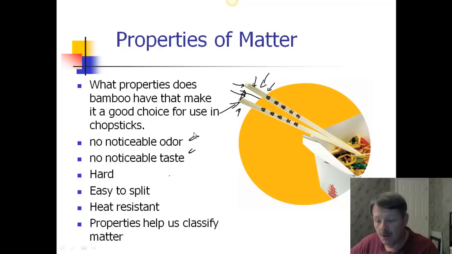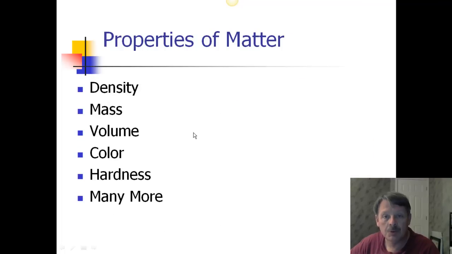So, properties help us classify matter into different groups. Some properties of matter that we can think of is the property of density. How dense is something? If we think of something like a metal, they typically sink in water. If we think of a gas, they typically float. We look at mass, volume, color, hardness. There are many, many more properties of matter that we can use to classify something.